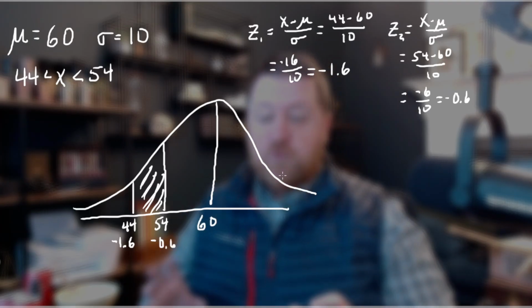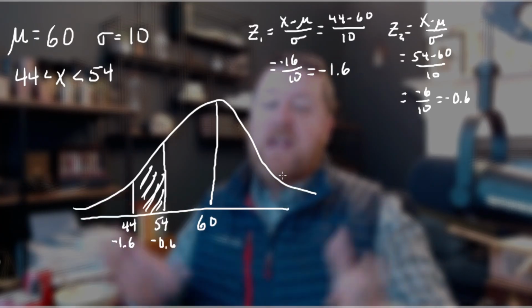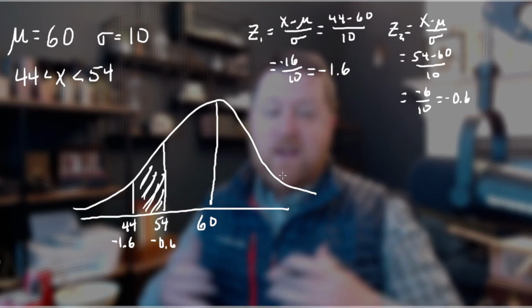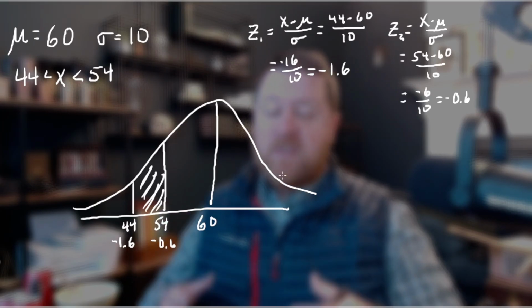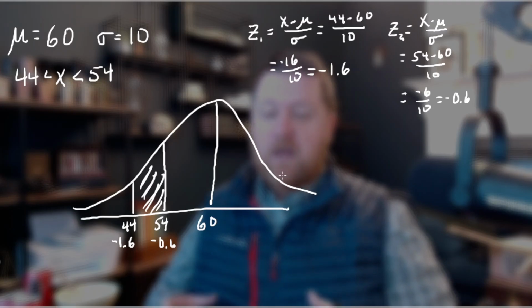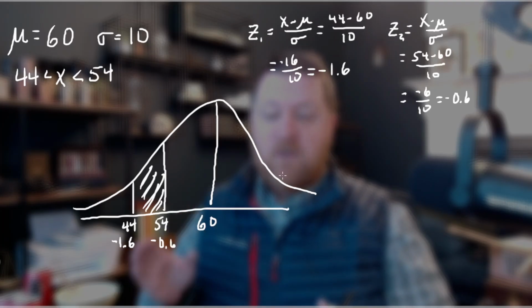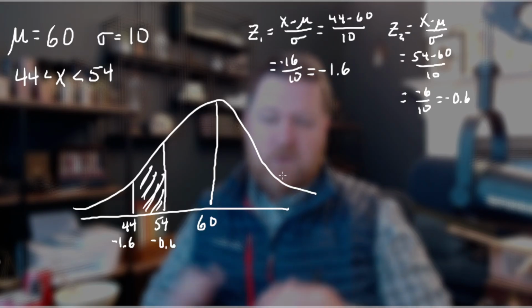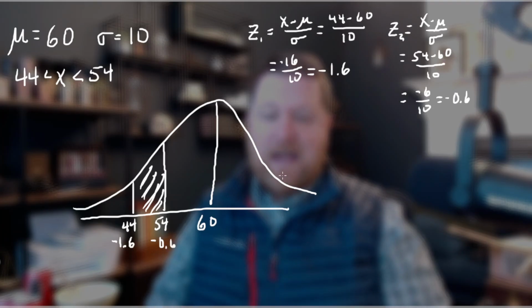So the question is really asking, right? We can restate the question now in terms of the standard normal distribution. What is the probability that we get between negative 0.6 standard deviations and negative 1.6 standard deviations from the mean? That's what the question is inherently asking.